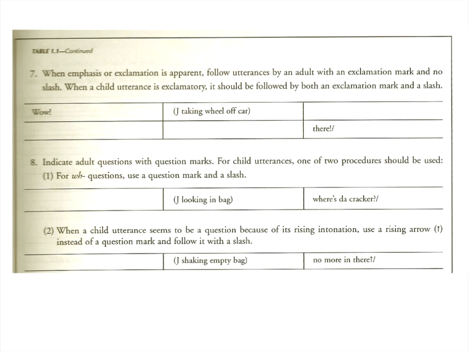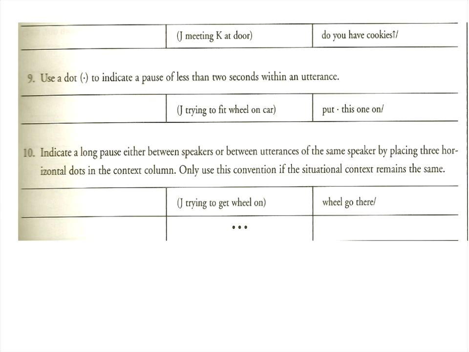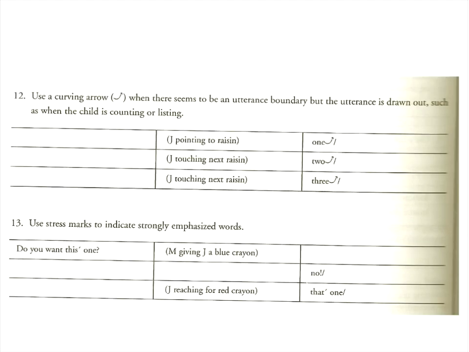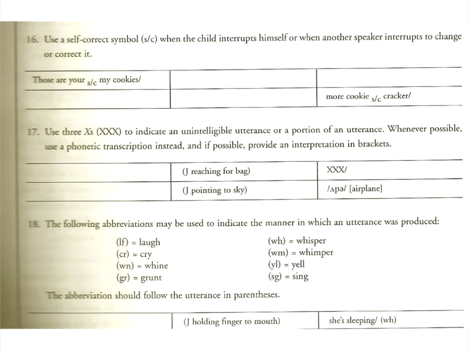Do exclamation, WH questions, rising intonations, punctuation. I want you to do self-correction and unintelligible. So that's really only 5 things, I believe. So I think that's pretty easy.